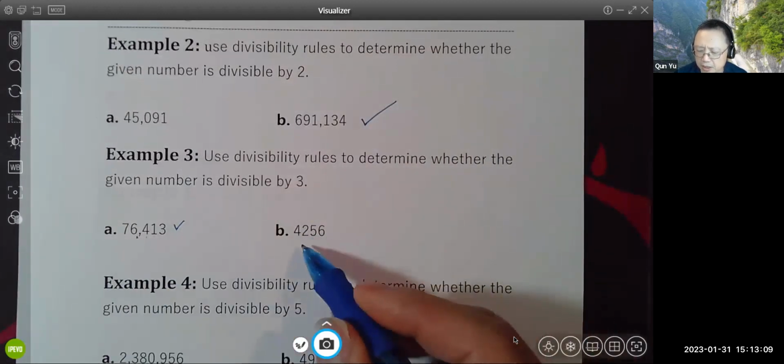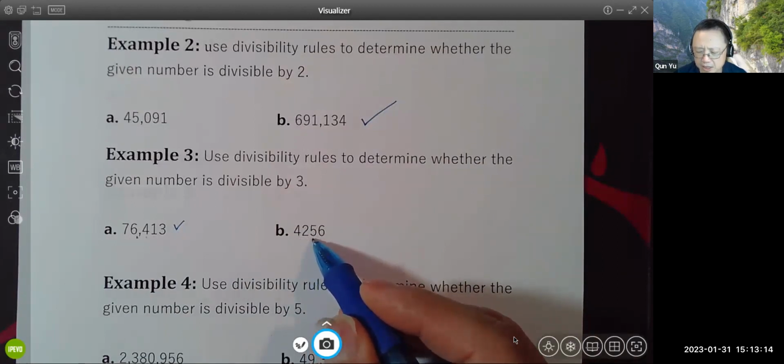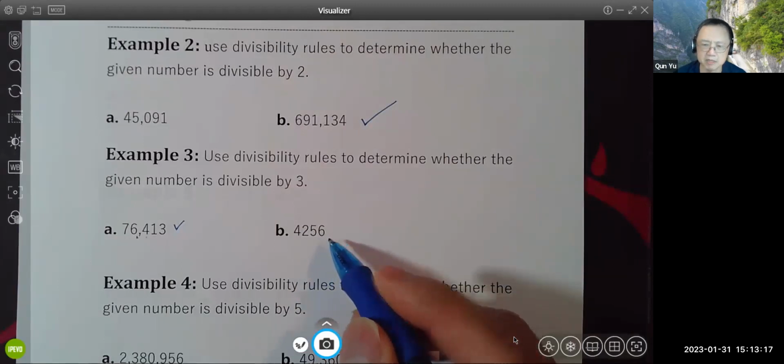How about this one? 4 plus 2 is 6. 6 plus 5, 11. 11 plus 6, 17. The sum is 17.